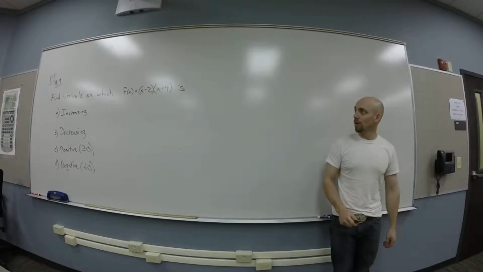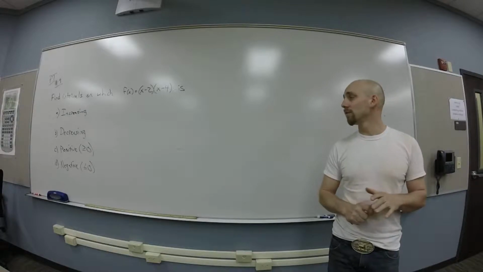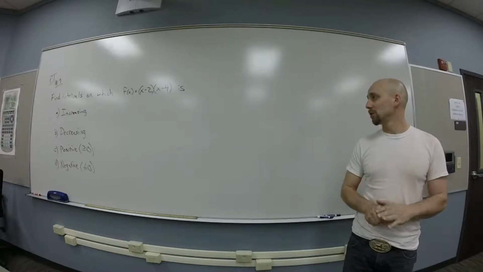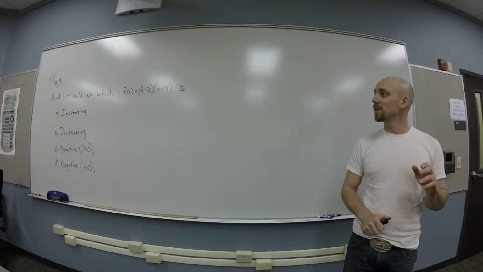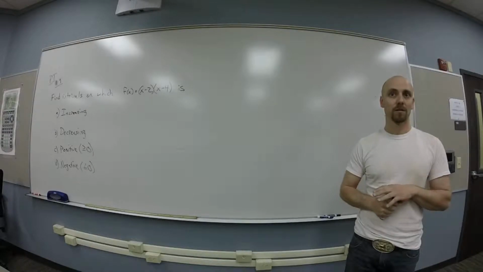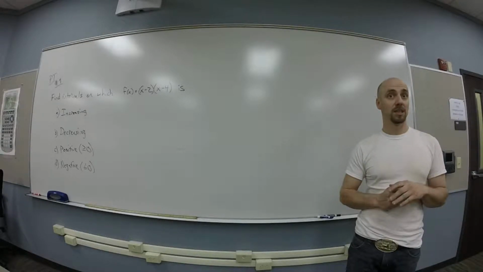Okay, so we want to do number 9 in the practice test. It says find intervals on which f of x equals x minus 2 times x minus 4 is increasing, decreasing, positive, and negative. So how do you start these?